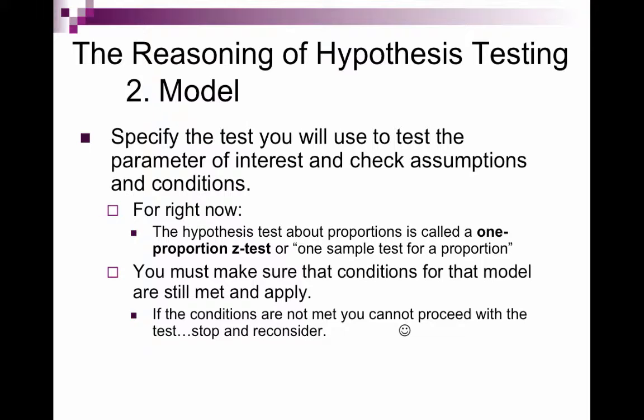And all of the conditions that we have to check to do a one proportion z test are exactly the same as the ones that we had to do for a one proportion z interval. So we need to check that it's plausible independence, 10%, random, and success/failure. So those are the 4 conditions that we would have to check.